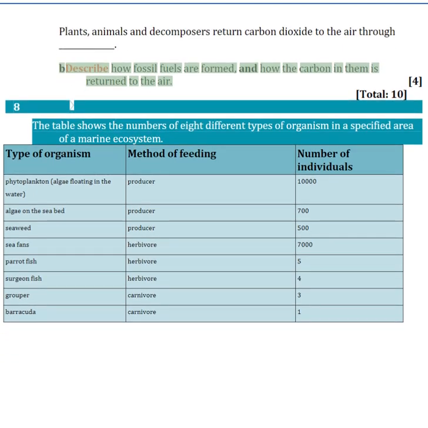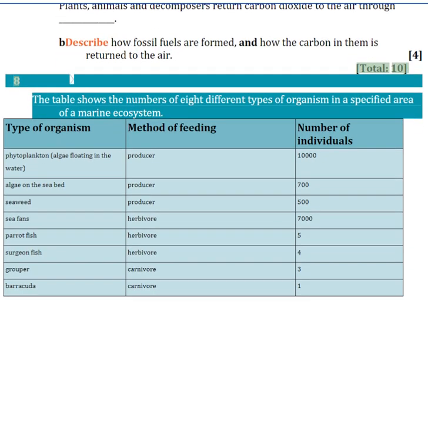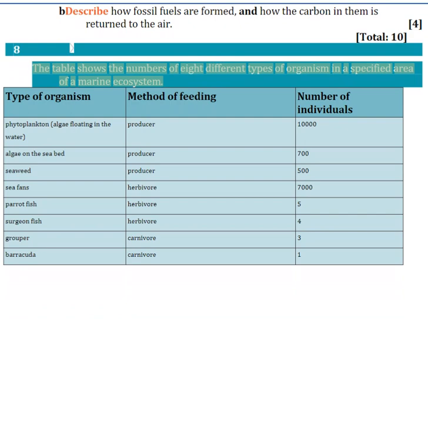B. Describe how fossil fuels are formed and how the carbon in them is returned to the air. 8. The table shows the numbers of 8 different types of organism in a specified area of a marine ecosystem.